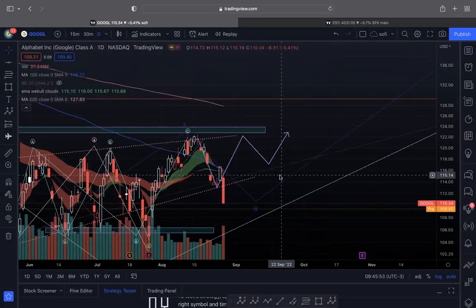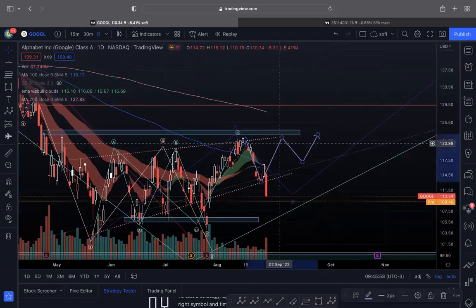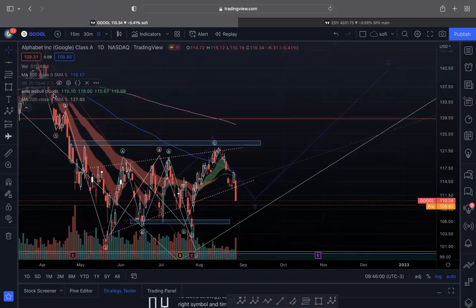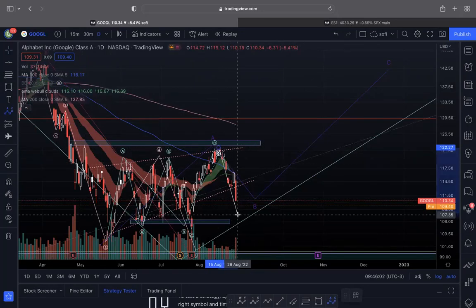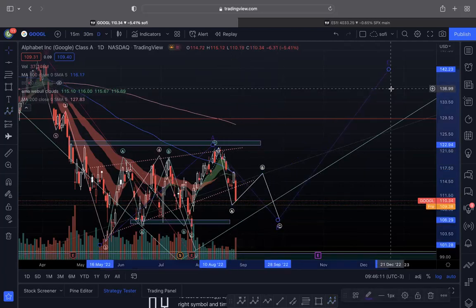Let's go over Google. So Google, again, this was a channel. We did break the channel, right? And Google has been very messy, like in the sense that it's the weakest of all the FANG stocks. But again, this is a level of demand. You can see we have considerably bounced off this range. So I'm still watching something like this on Google as well.